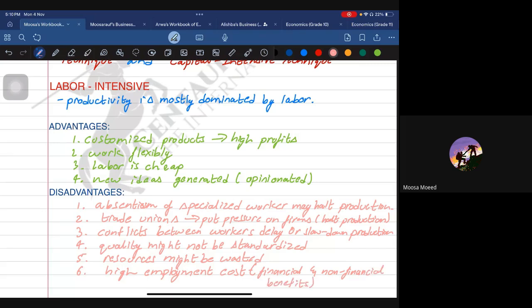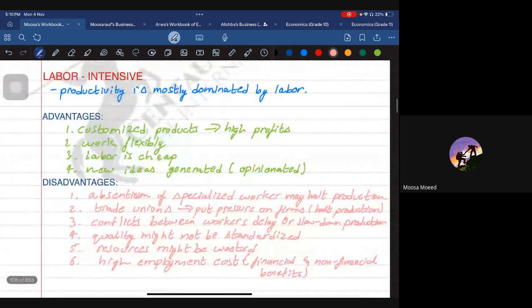I think we have more than enough points. You can write this part down, then we'll move forward to capital intensive. Done, sir.